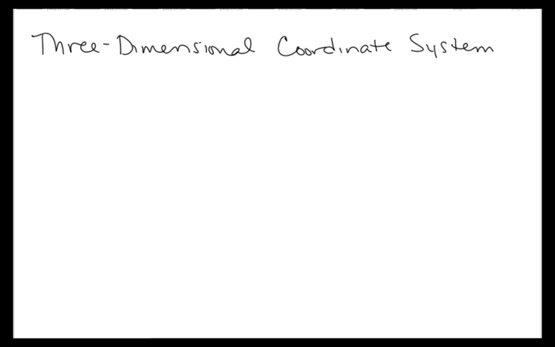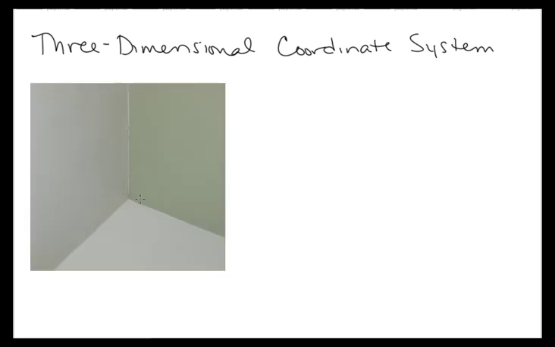The easiest way to visualize this is to look at the corner of a room. We're going to consider that corner point the origin, and from there we're going to have our x-axis coming out towards us. We're going to have our y-axis going across. And we're going to have our z-axis going up. So here's our x-axis. And when I say our x-axis, I mean our positive x-axis. Our positive y-axis going across and our positive z-axis going up. So I think that helps to give us the idea of what our three-dimensional coordinate system looks like.